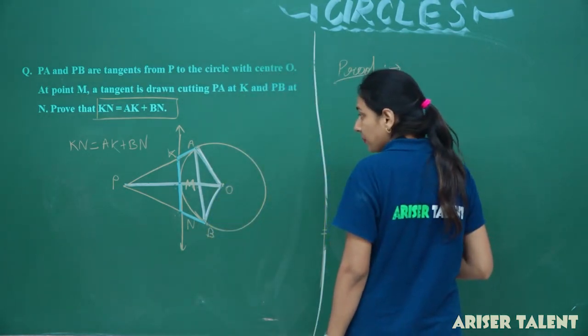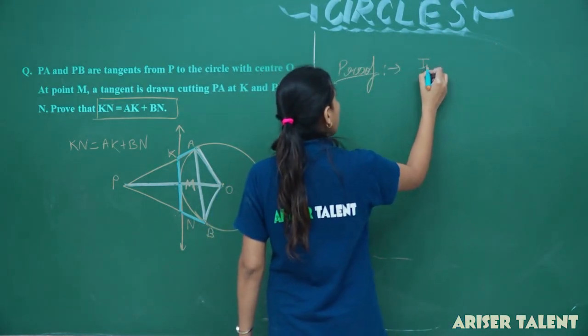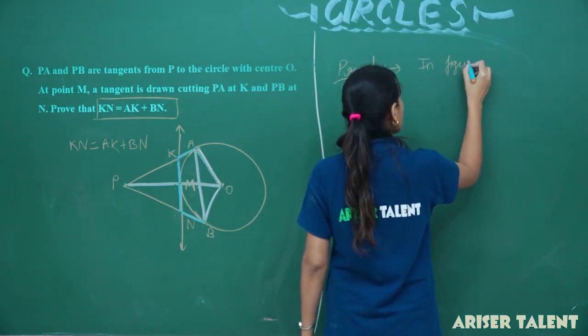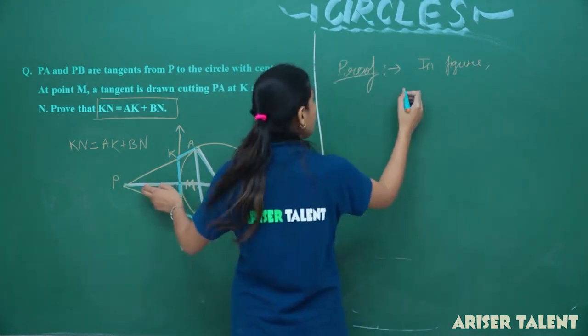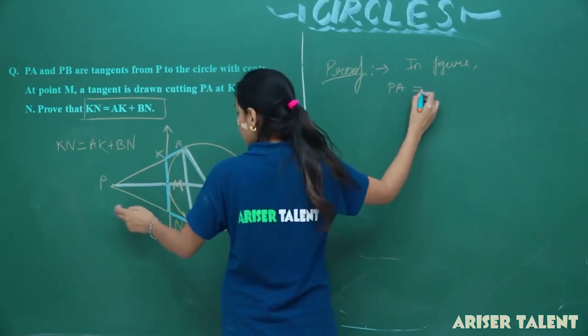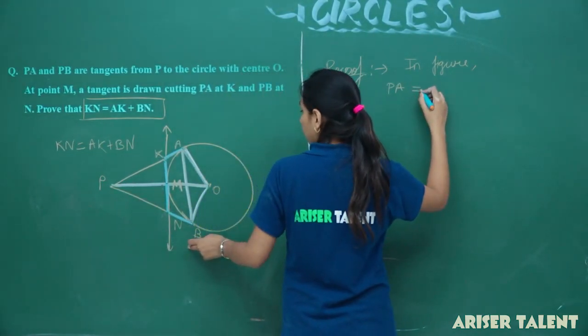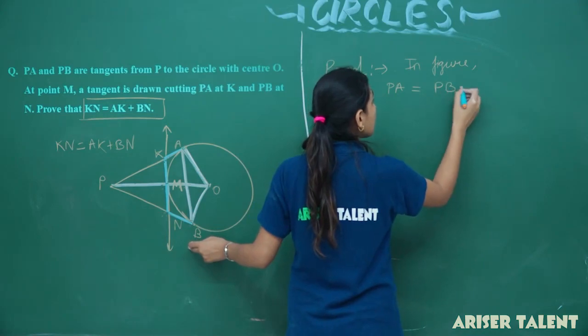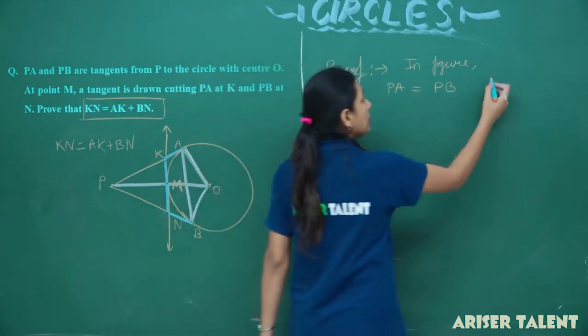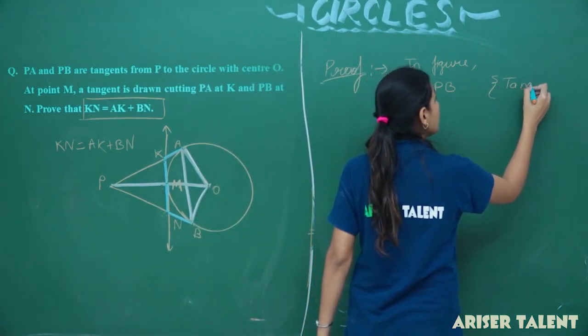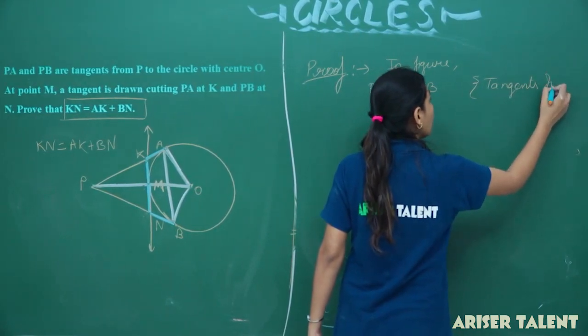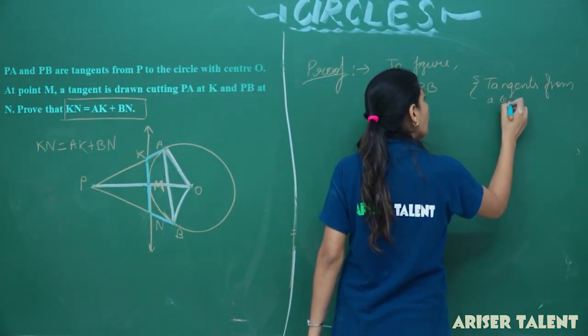What I am using, that in the figure, this PA equals this what? PB, right? Why? Tangents from a common point.